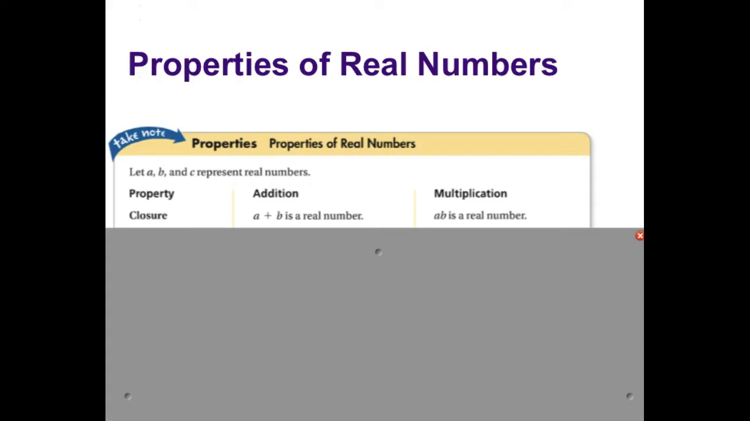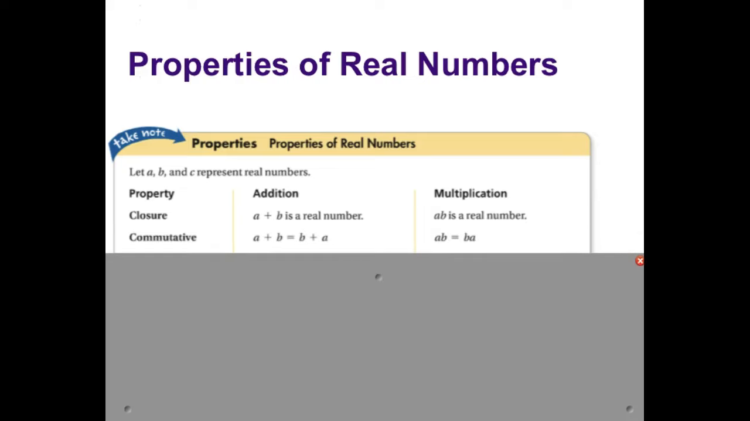So let's start with the first one, closure. You need to write that. You need to write in the addition and multiplication properties. Closure means that if you have two real numbers, their sum is also a real number in addition. And the multiplication property of closure would be that the product of two real numbers is also a real number. This is really important in mathematics.